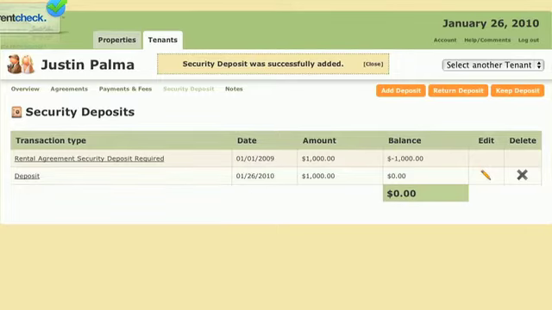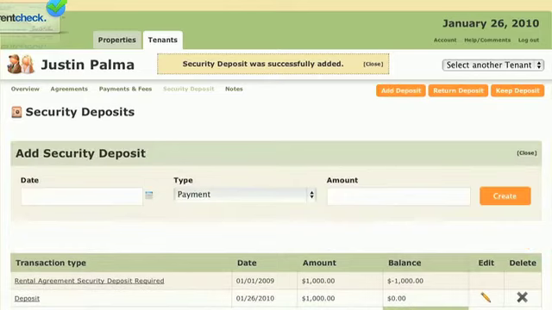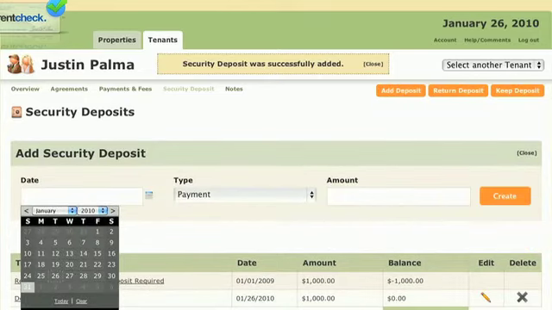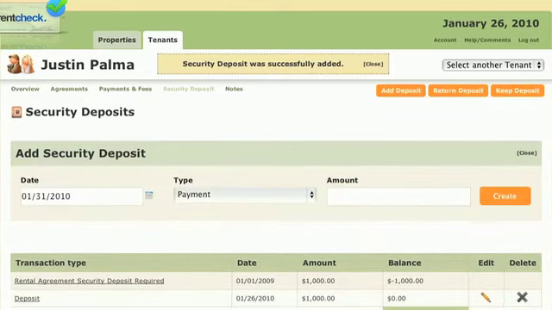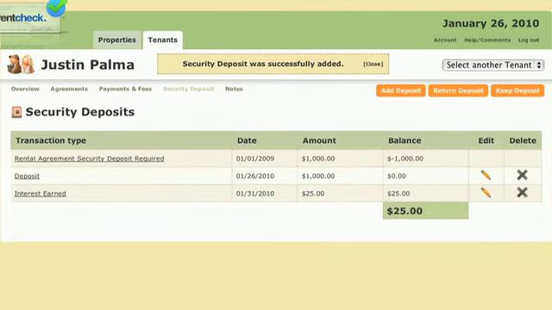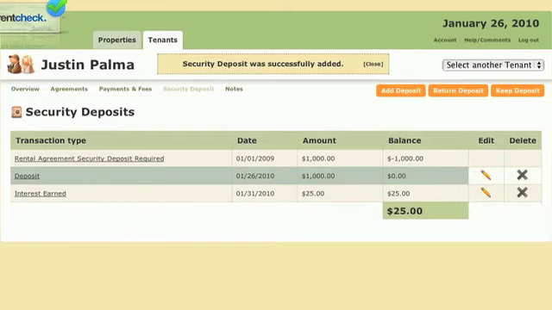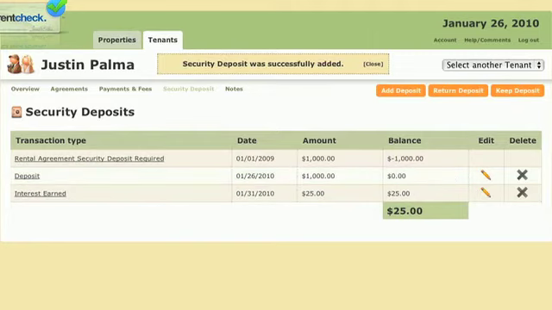So let's say the end of this month is when I get my interest at 2.5%. So we're going to add a deposit. We're going to just say it's the end of January. It's interest earned, and that is $25. Create. Okay. So now we see I did a deposit, interest earned. So I now have a positive balance of $25.